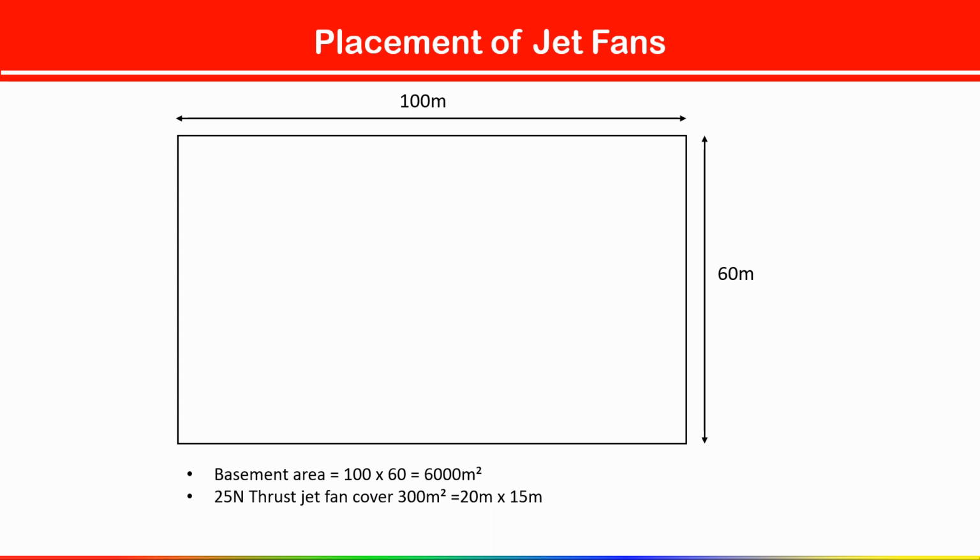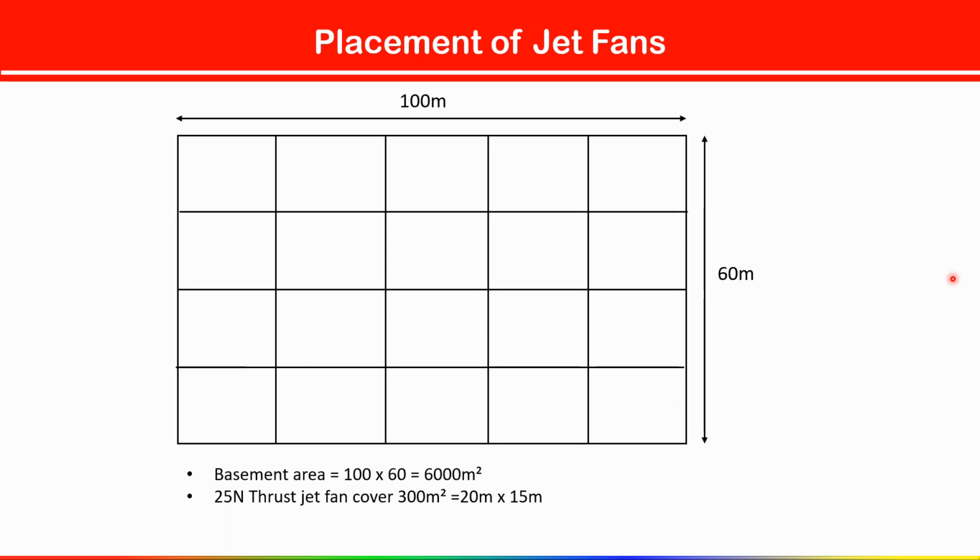One fan can cover 300 square meter area, and the total area of the basement is 6000 square meter. Now how many jet fans do we need in this 6000 square meter area? So we have to divide first of all. You can see, 6000 divided by 300 square meter, 20 jet fans will be installed. So in this area, 20 jet fans we have to install.